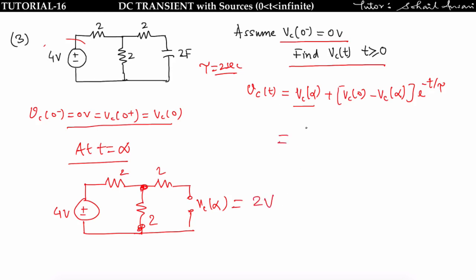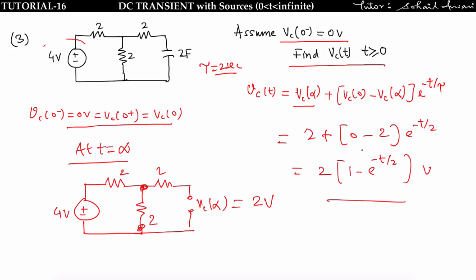Now put it in the equation. 2 plus Vc of 0, which is 0, minus 2 e to the power minus t by 2. So take 2 common, you will get 1 minus e to the power minus t by 2. This is the answer.